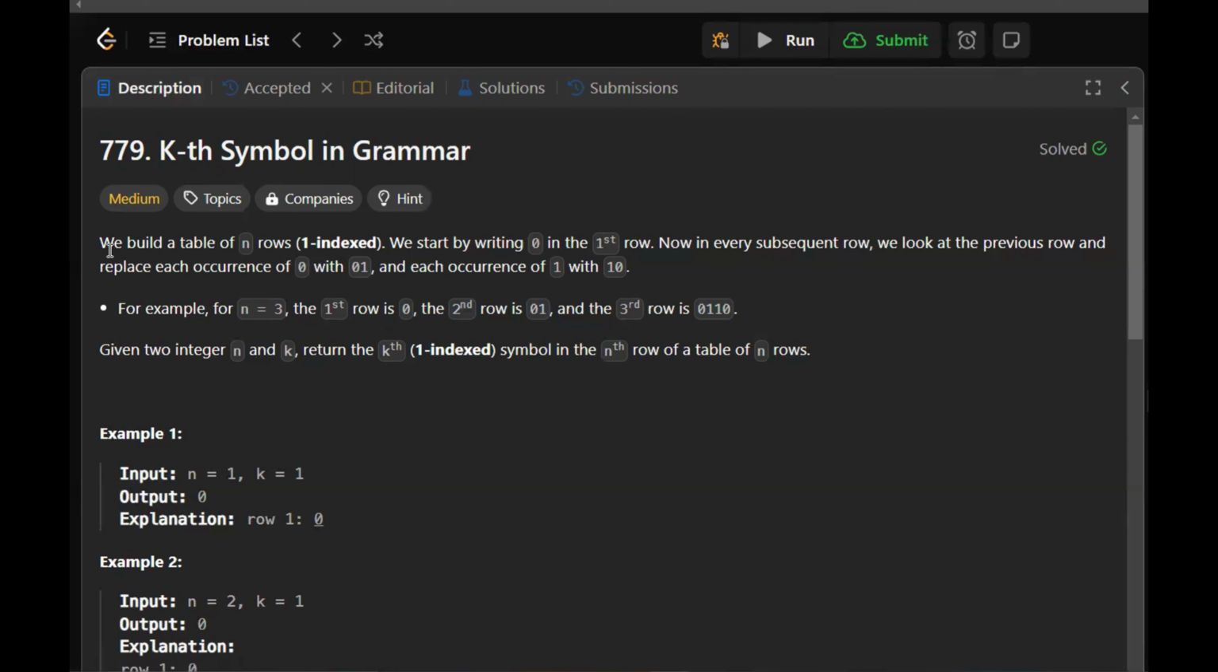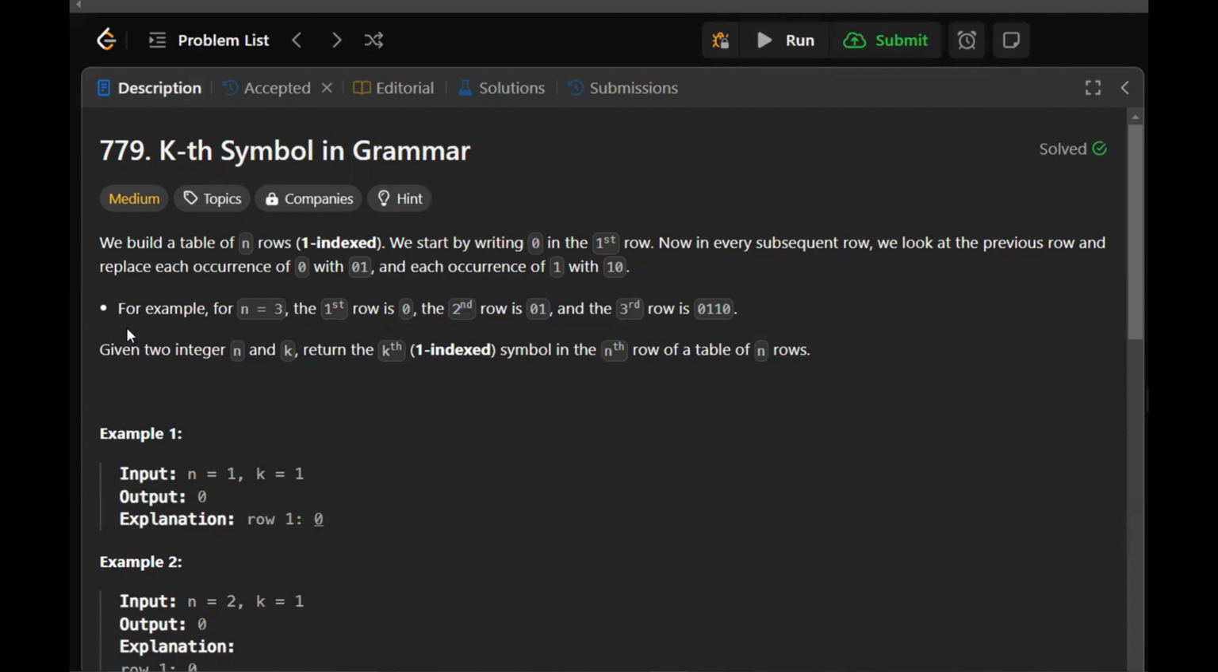In this problem, we build a table of n rows, which is 1-indexed. We start by writing 0 in the first row. In every subsequent row, we look at the previous row and replace each occurrence of 0 with 0, 1 and each occurrence of 1 with 1, 0.